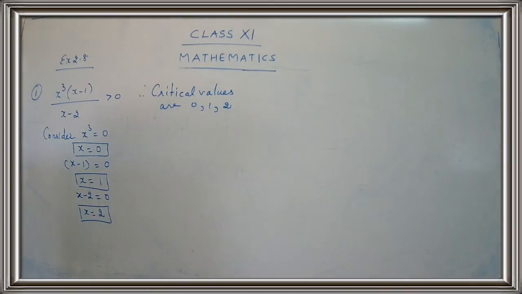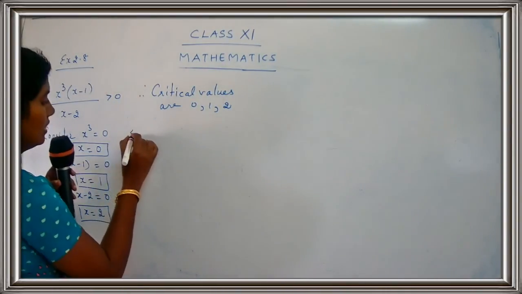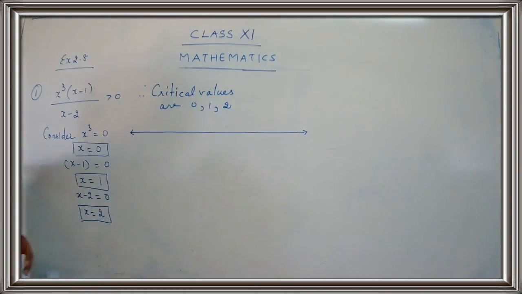Okay, children, have you taken down the critical values? Now you have to draw the number line first. After drawing the number line, we will find the possible intervals. Let us draw a number line in the same manner as we proceeded for exercise 2.5. Now let us go for the number line. You have to use your scale and pencil to draw the number line. No hand drawn work.